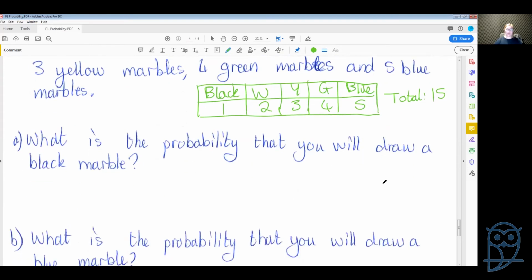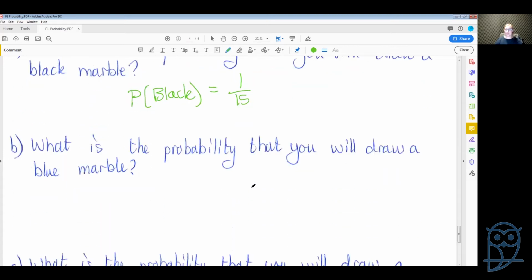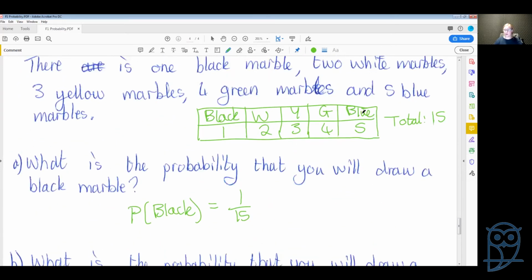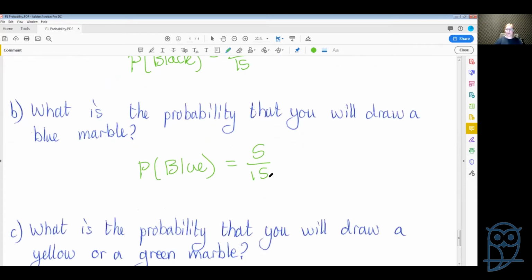So what is the probability that you will draw a black marble? So the probability of black will then be 1 out of 15. Okay, what is the probability that you will draw a blue marble? Probability of blue, you'll need to know it's going to be out of 15, but there are 5 blues. So that's our answer. We can simplify it and say that'll be 1 over 3.